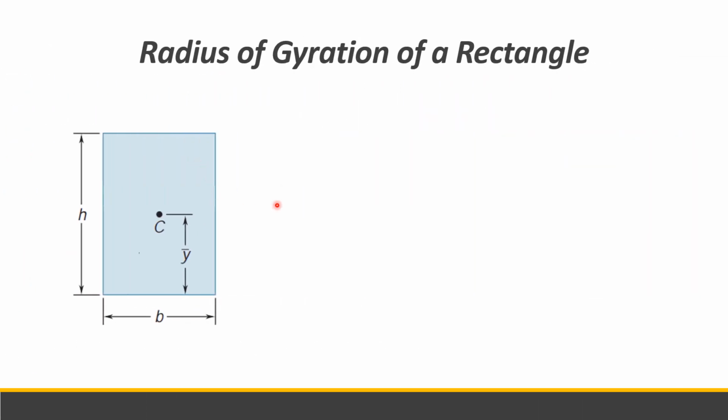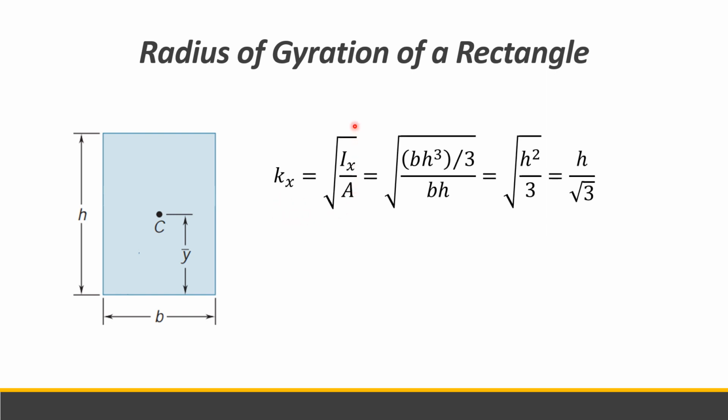Let us solve for the radius of gyration of a rectangle. The radius of gyration is equal to the square root of the moment of inertia over the area. The moment of inertia with respect to the base or the x-axis for a rectangle is base cubed h over 12, which we have solved earlier, over the area, which is base times height. Evaluating this equation, what remains is h squared over 12. The square root of h squared is h, and the square root of 12 is 2 times square root of 3. So the radius of gyration is h over 2 times square root of 3.